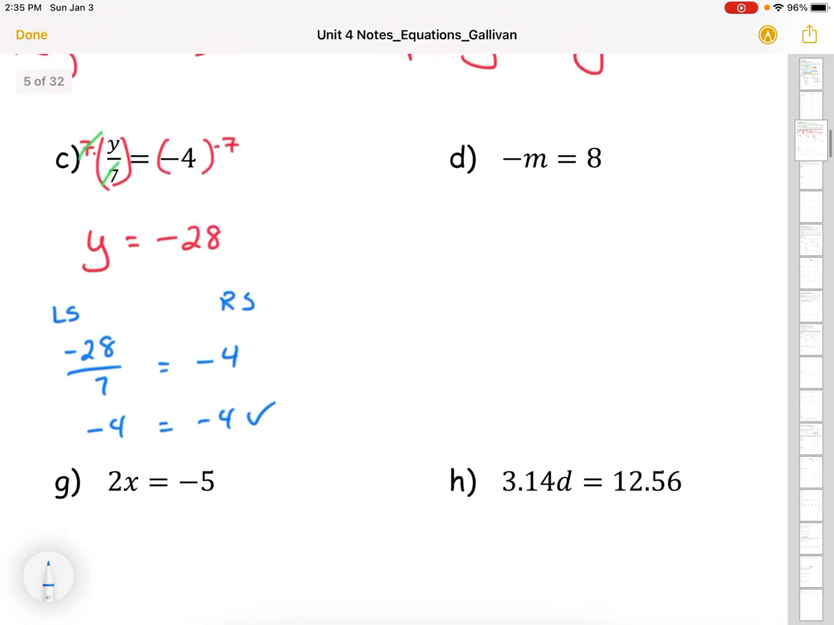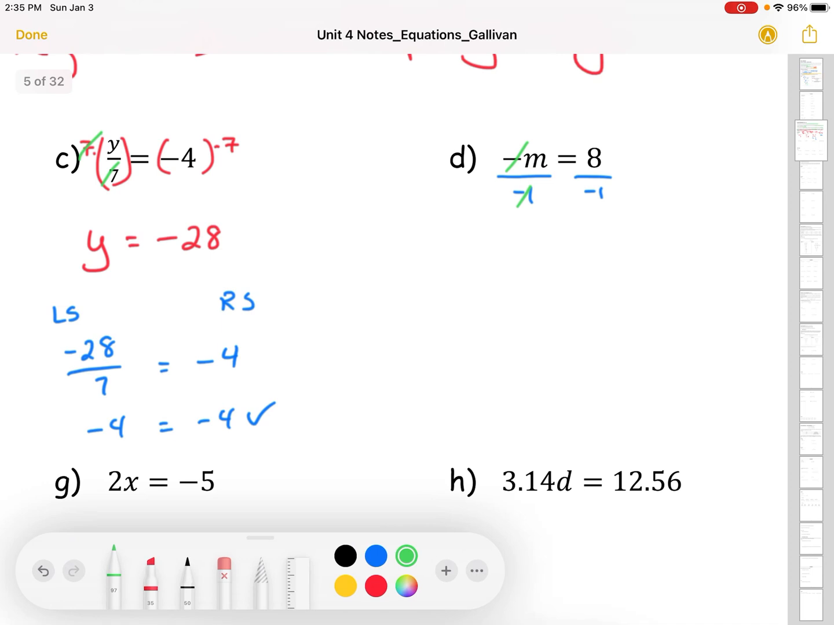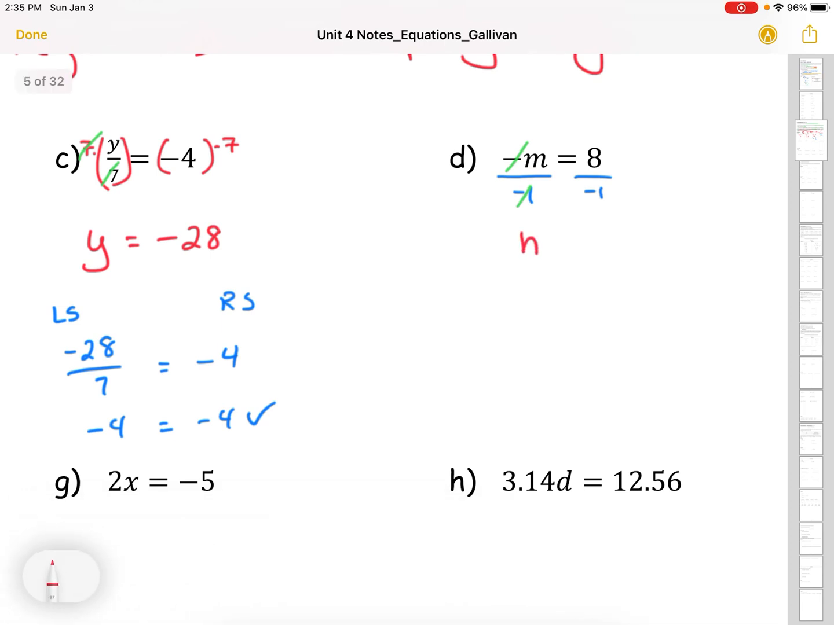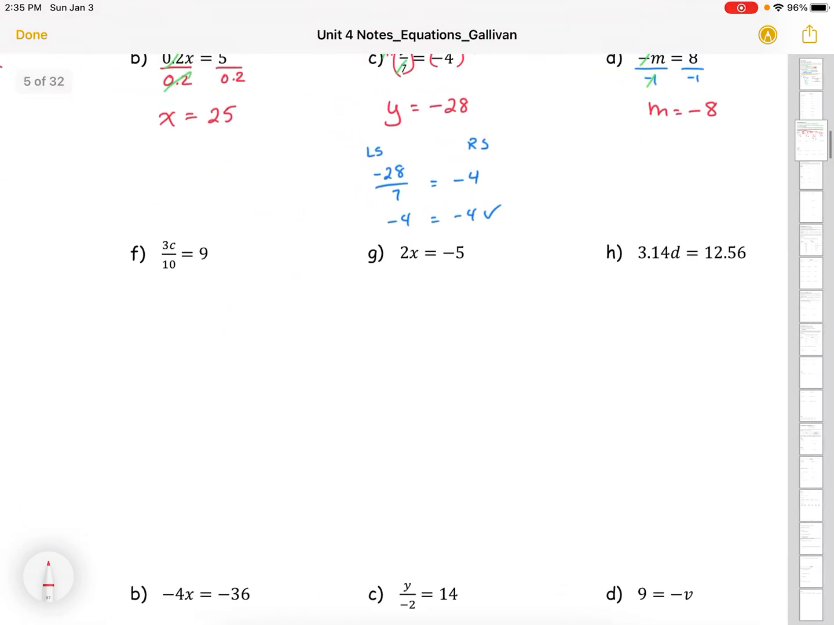All right, now here I have negative m equals 8. Well, that means I'm multiplying by a negative 1. So I need to divide both sides by negative 1. On this side, they will cancel out, and I will be left with m is equal to, well, 8 divided by negative 1 is negative 8. Okay, so watch your negative signs.